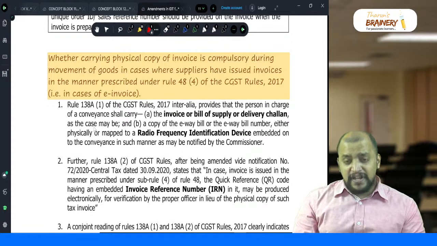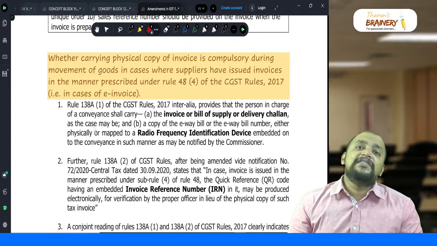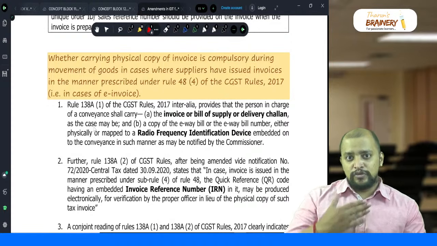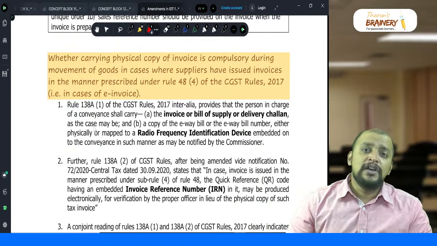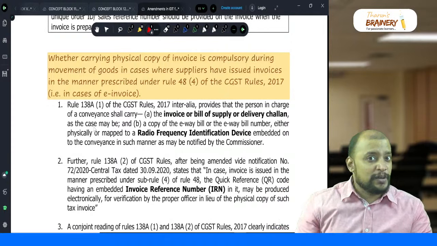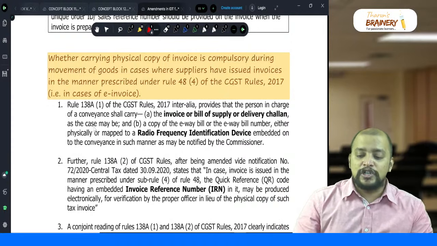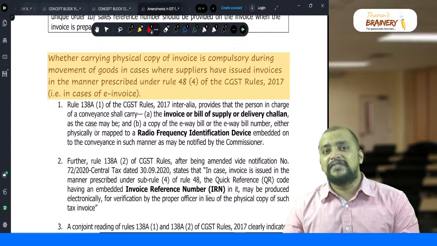Suppose, sir, it is without supply, then delivery challan plus e-way bill. If the movement of goods is not under supply, say goods are taken for job work, or goods are taken from the head office to the branch, then it should be under the cover of a delivery challan.